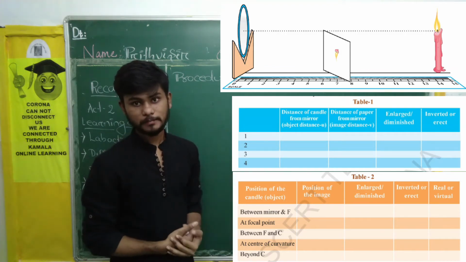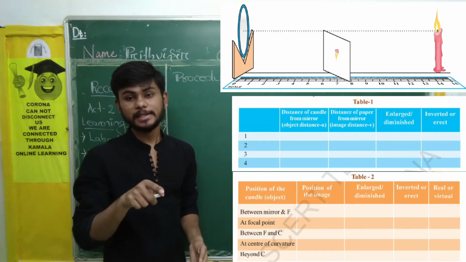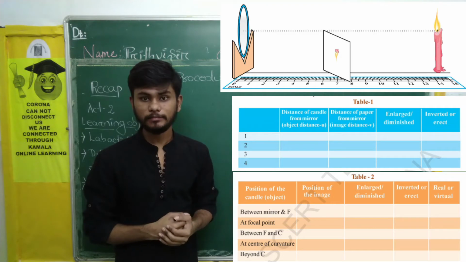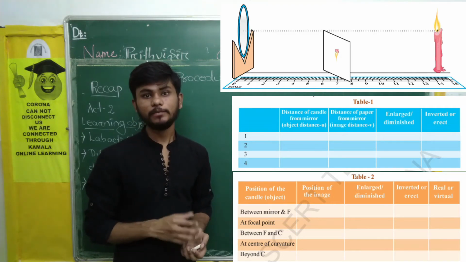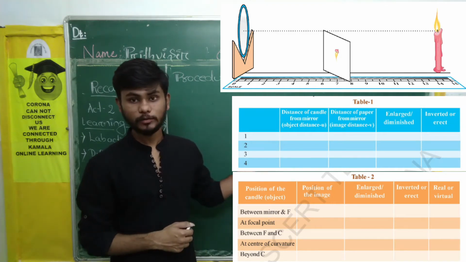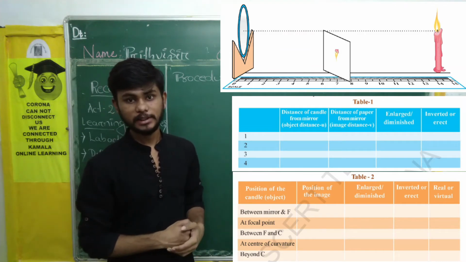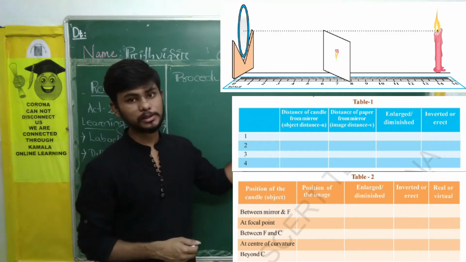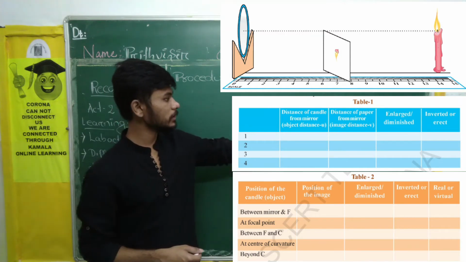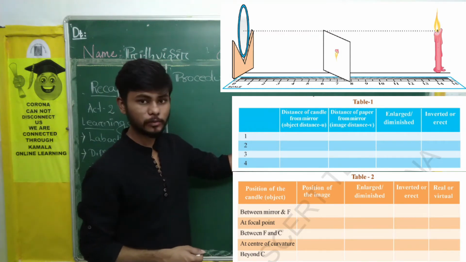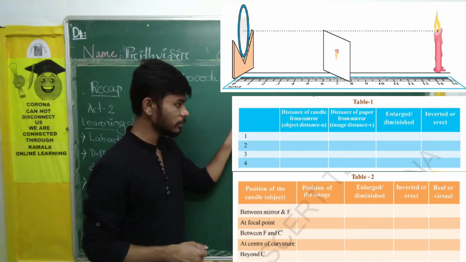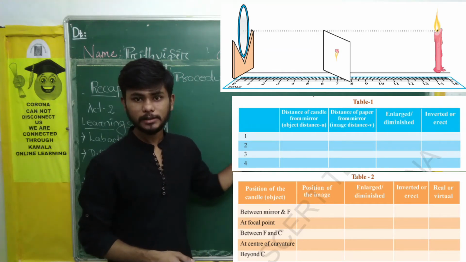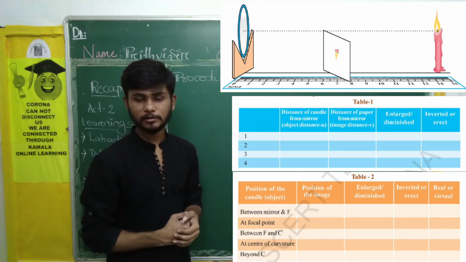candle. Students, in the first class I explained what all these things are, C, F, R and all that, right? If you need, I'll put an image over here for everybody. As you can see, this one is our center of curvature, this one is our focus, and this is our pole. And focus to pole, this is our focal length.